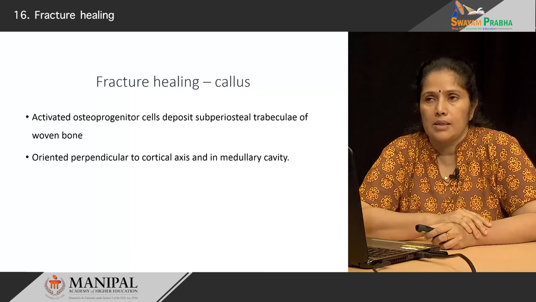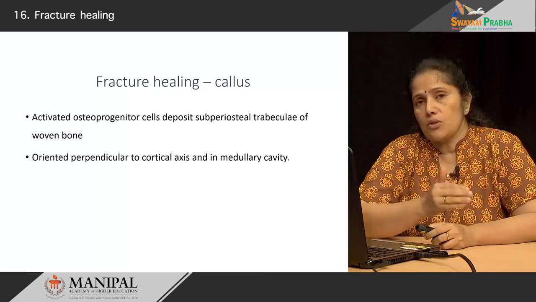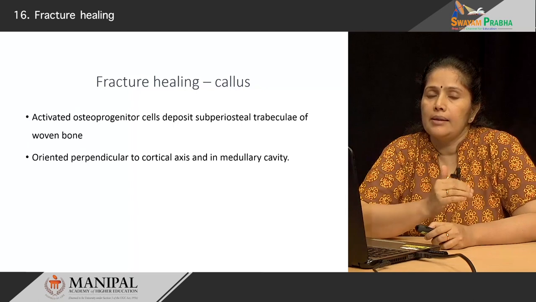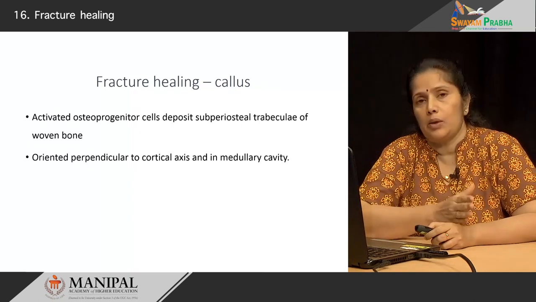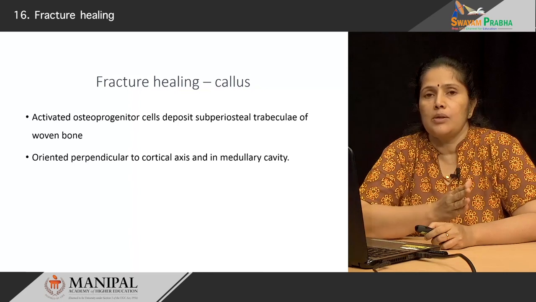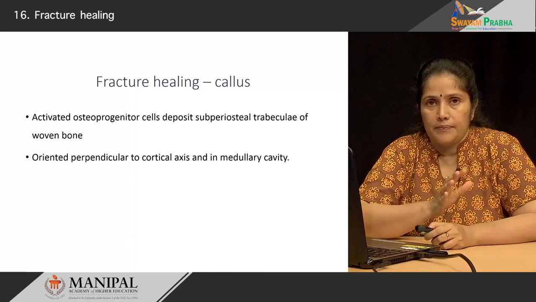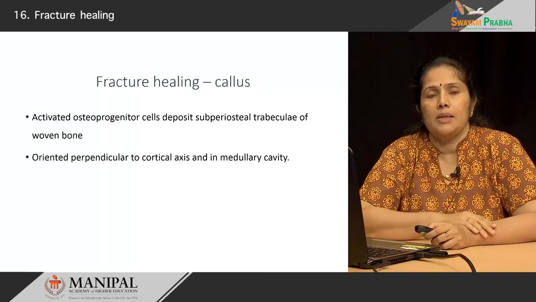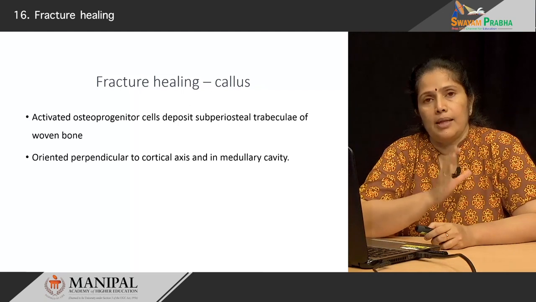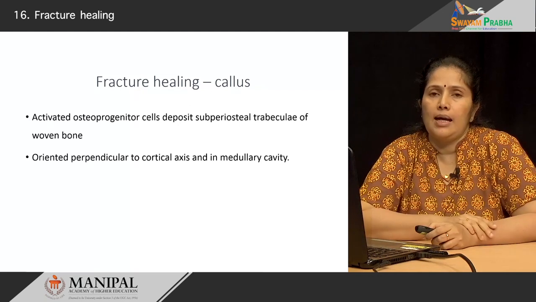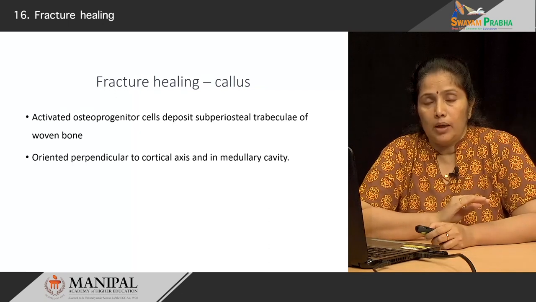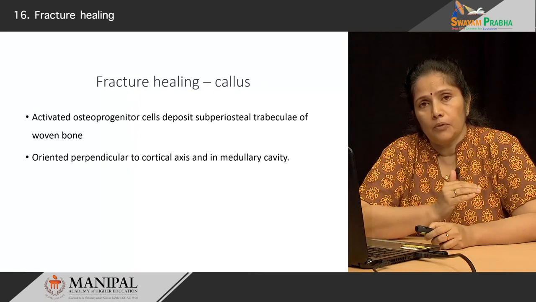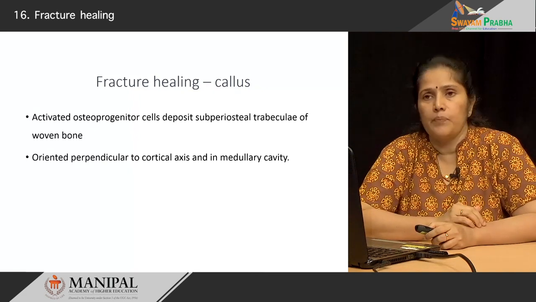Now, after the soft callus is formed, we spoke of the activated progenitor cells which are present in the subperiosteal area. From that zone, the osteoprogenitor cells will start laying down woven bone, and this woven bone is arranged perpendicular to the axis of the cortex. So, the osteoprogenitor cells just below the periosteum will start laying down woven bone, arranged perpendicular to the axis of the cortical bone, and slowly it is going to form even within the medullary zone.